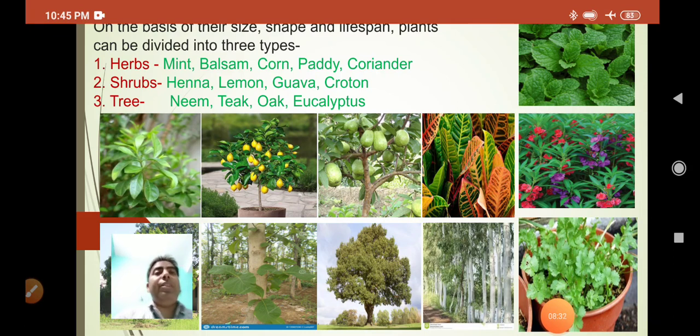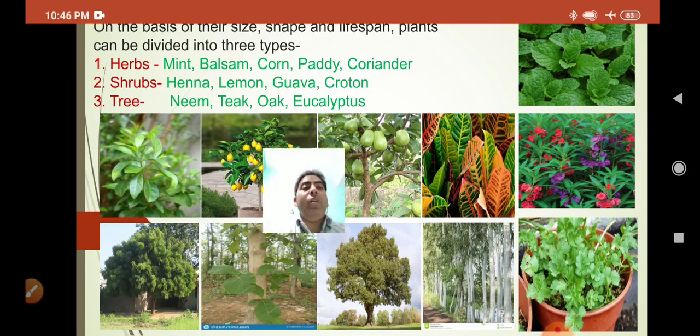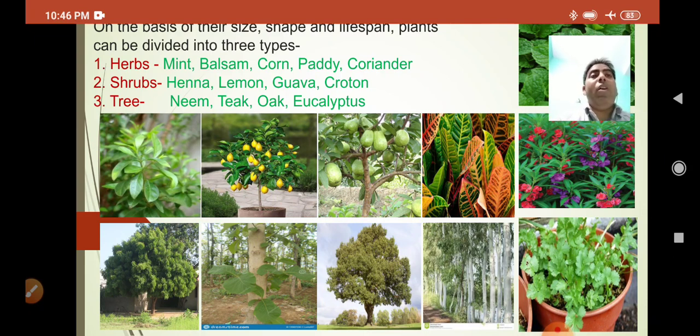Now come to the tree. What I say about the tree: you have seen many trees like mango, you have seen neem tree, peepal, gulmohar. All these plants you have seen are very much bigger in size, and their trunks are very hard, thick, and brown in color, which is called the bark.